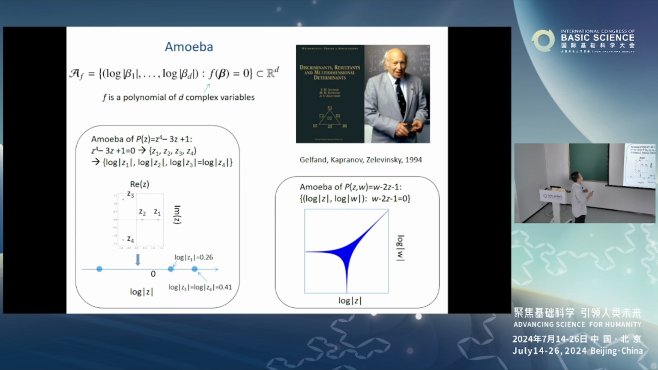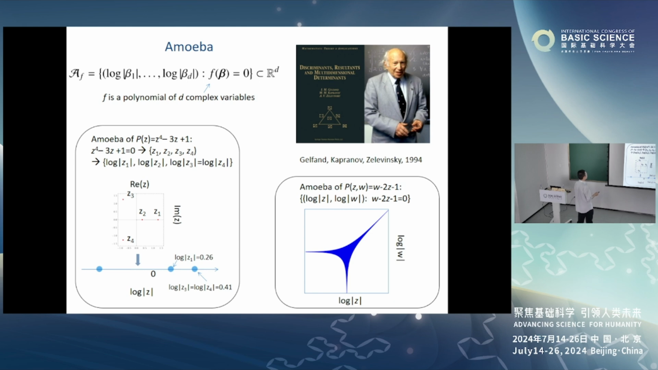And then we take the modulus of each component. Then we take a log. Then all the solutions under this logarithm map is called the amoeba of the polynomial.